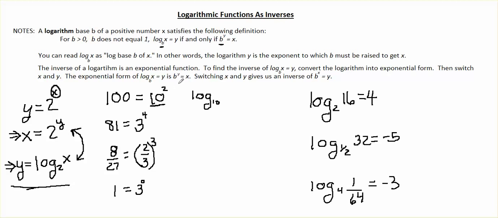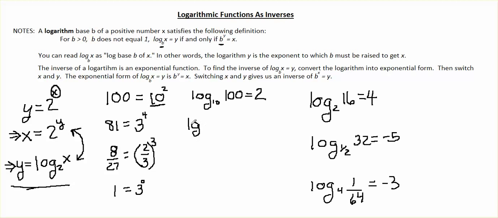Okay, now what goes in here? What goes in here is the answer. What is it equal to? It equals 100. So that 100 goes in here, and we'll set it equal to the exponent. The answer to a logarithm is always the exponent. Always, always the exponent. So let's take this example here and convert it to logarithmic form.